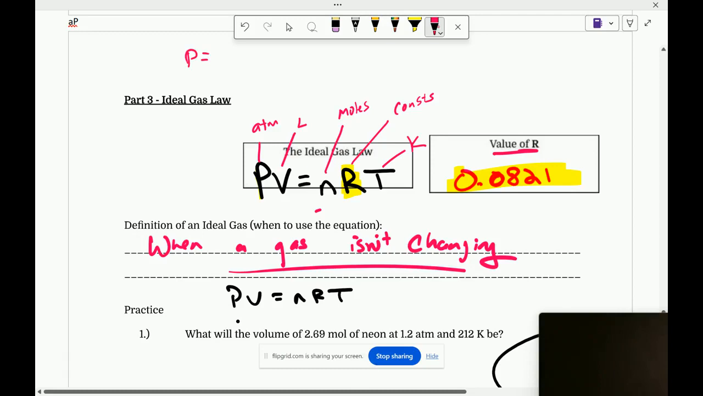Okay, so where did I get everything from? Well, that's R, right? It's always R. What is 14.1? 14.1 is moles, N. Good? 155 is what? Liters. Volume. Right? And then 3.4 atmospheres. Okay? Answer is, the temperature is 455 Kelvin.